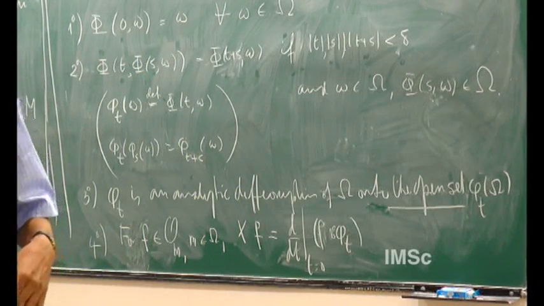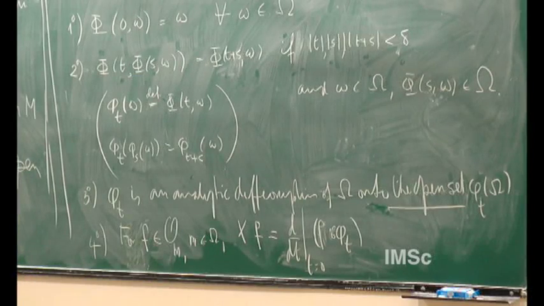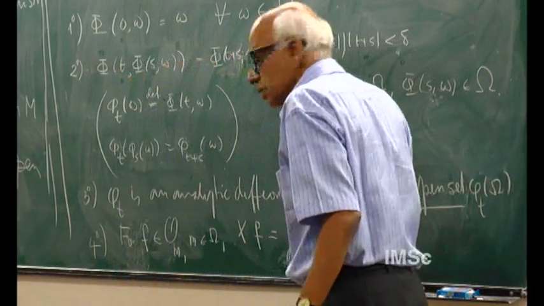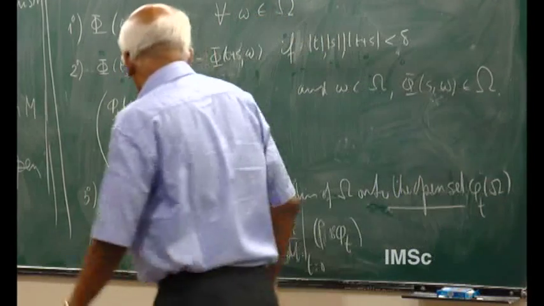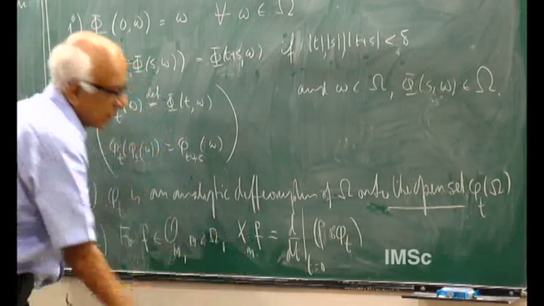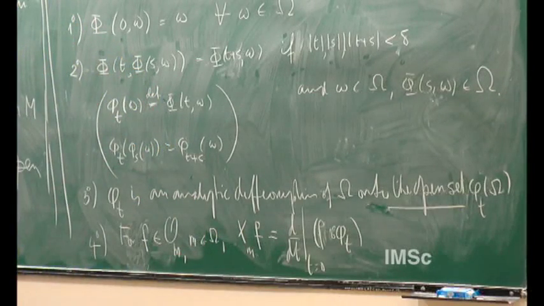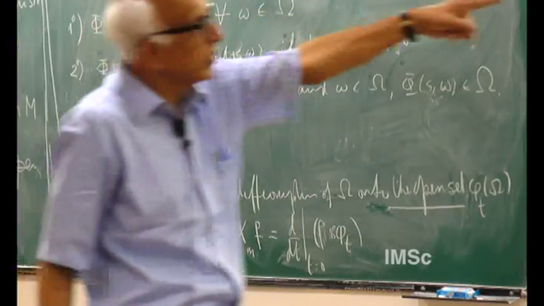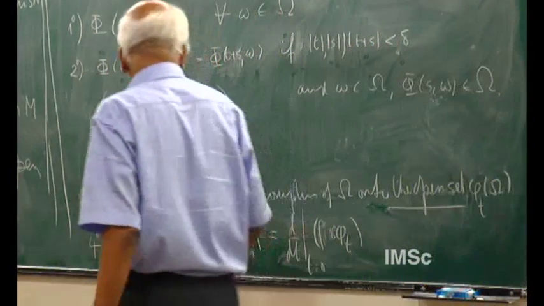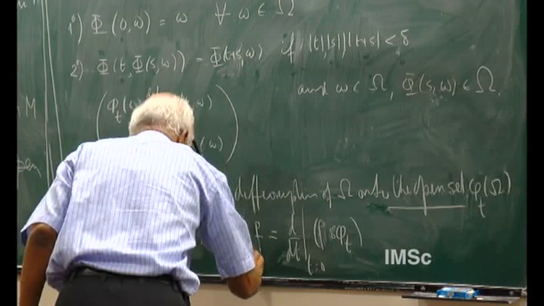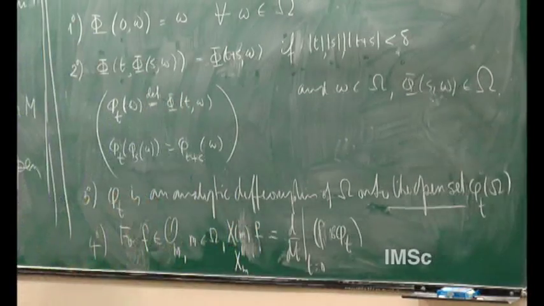Exactly. It's not defined. This is X_m. F is in O_m. Okay. X_m f. Right. And assignment m to X_m. I wrote it as X bracket m. Okay. I will also use the expression X sub m. Both notations will be used.